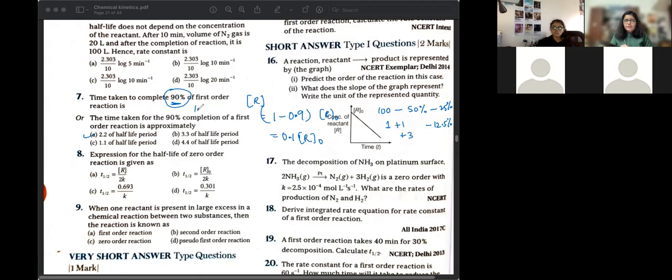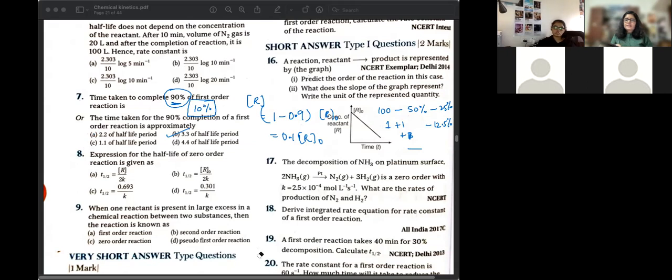So basically you want 10% of it left. So 12.5 to 10% means it should be 2.5 half-lives, like 3. So it should be like 3. Yeah, so the closest answer is B. Yes.